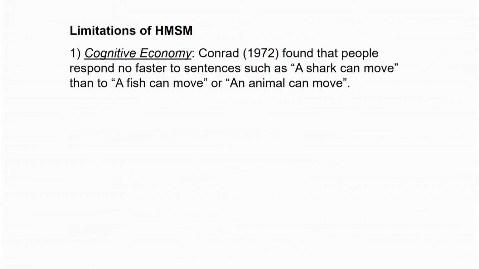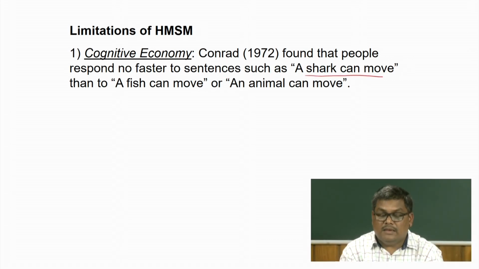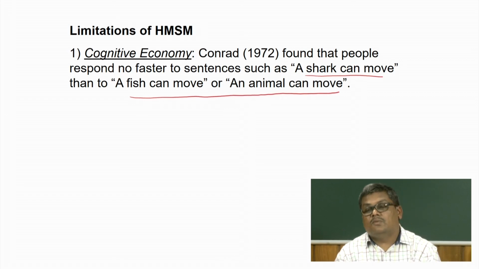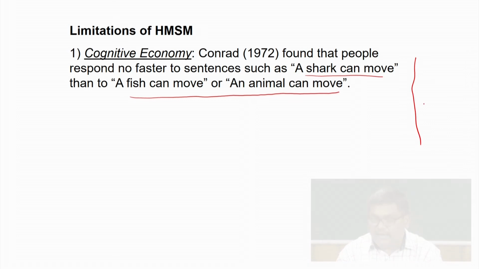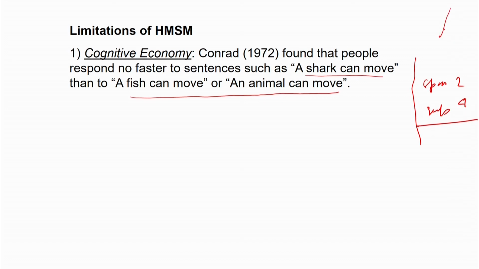Now, there are several limitations to this particular hierarchical model of semantic memory. One is about cognitive economy. Conrad, in 1972, found that people are no faster to verify sentences like a shark can move than a fish can move or an animal can move. So, even if we span 2 levels or 4 levels on a network, when we verify a sentence which is 4 nodes far from the superordinate node, people take almost the same time, and so this idea of cognitive economy was not preserved by this hierarchical semantic network.